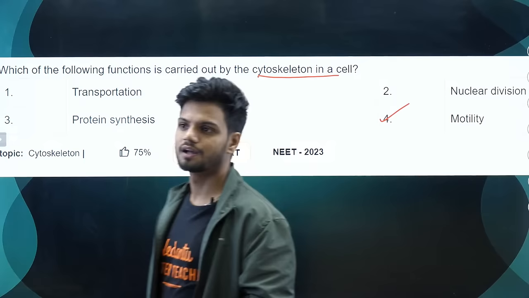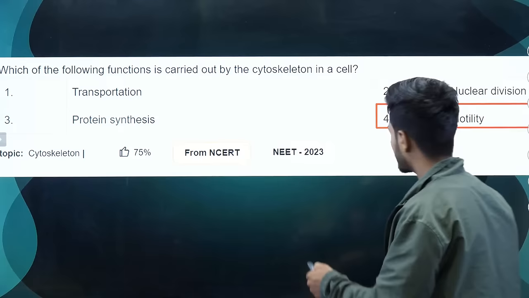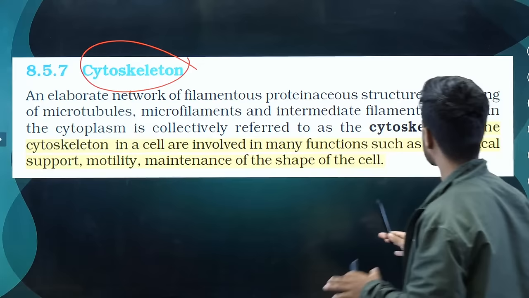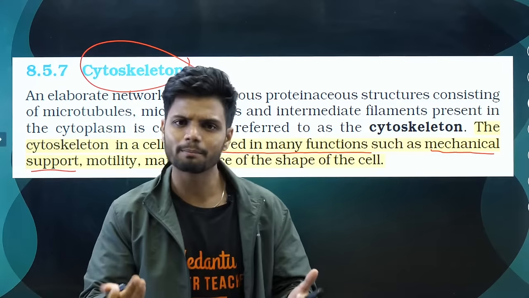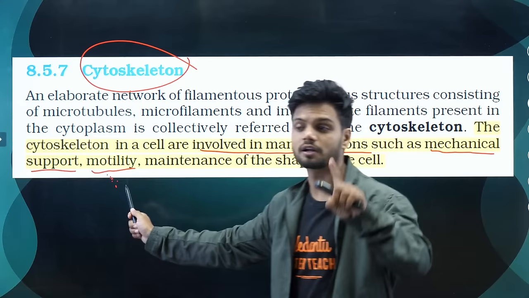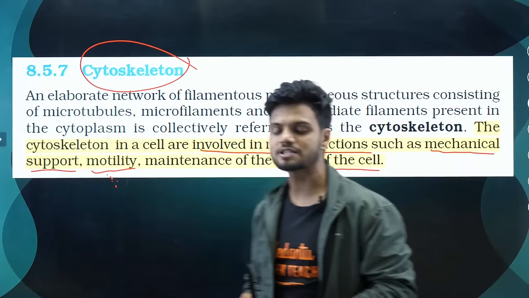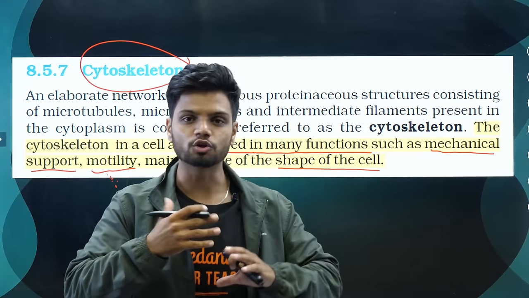Now students, how do you know this answer? By reading the lines of NCERT. If you read the lines of NCERT under cytoskeleton, if you look at the functions, the cells are involved in many functions such as mechanical support. All of you know cytoskeleton provides mechanical support. Second one is motility. Do you notice here? Motility is given here. Motility and maintenance of the shape of the cell. Maintenance of the shape of the cell is very important. Some of you might tend to miss this, that's why this is a question now. Okay. Next question.